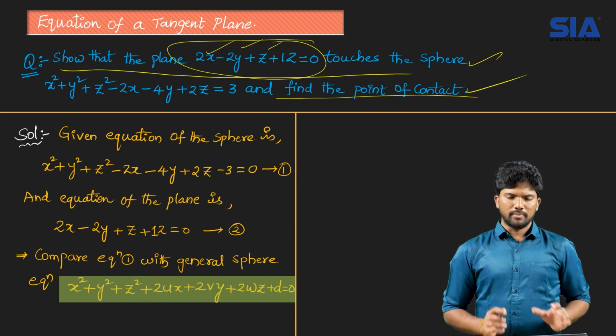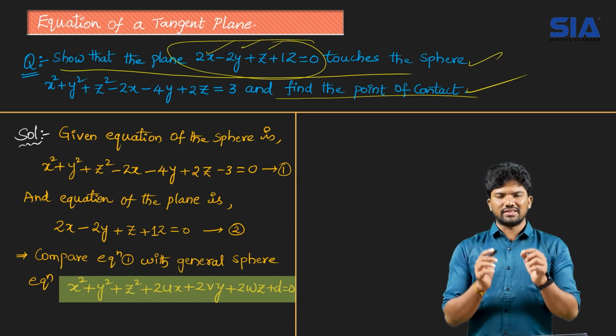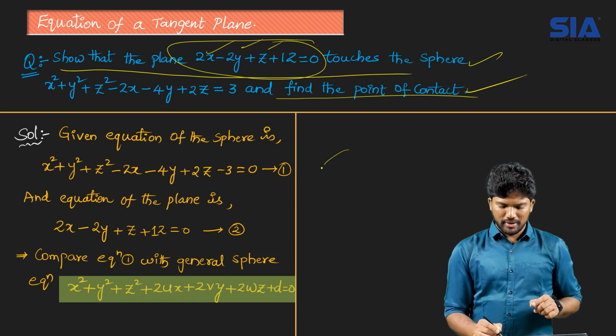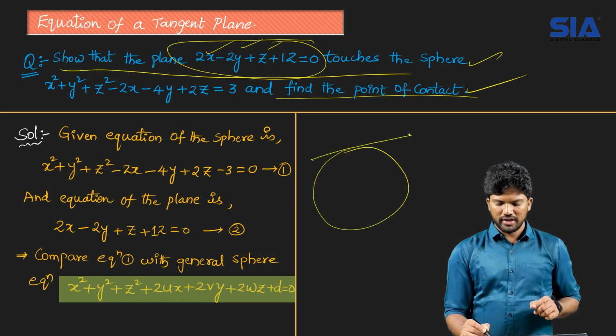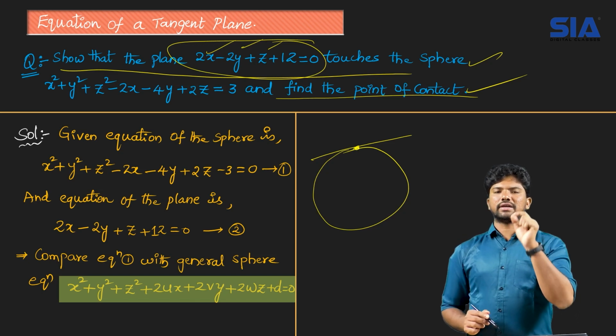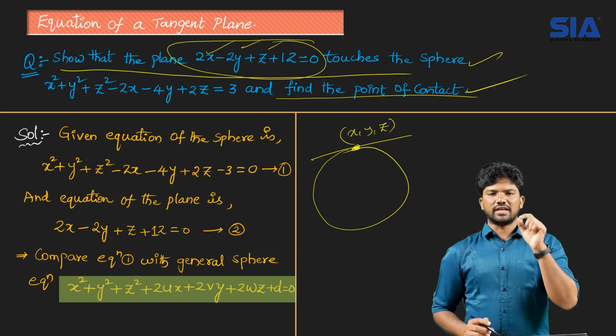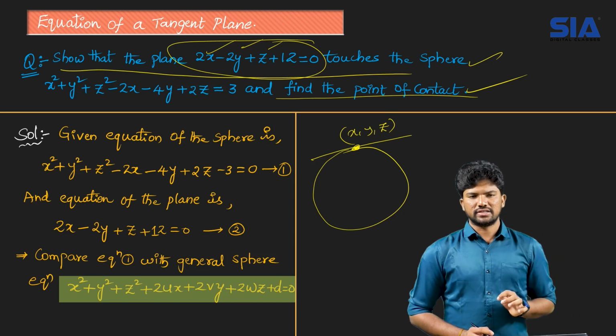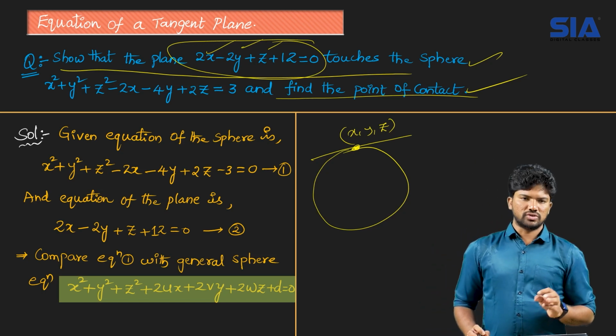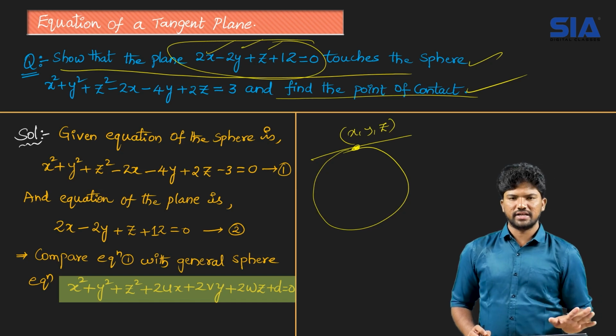Point of contact is nothing but the point where that plane touches the sphere. So now we have to find the x, y, z values on the given plane equation. That is the concept of this problem. No need to find the sphere equation, the sphere equation is already there.